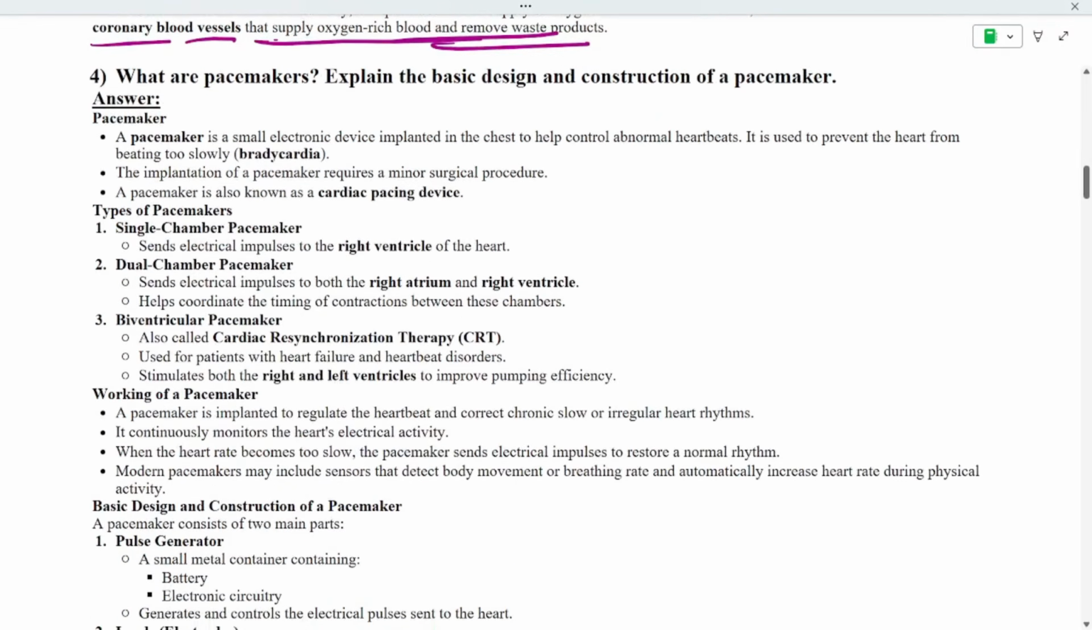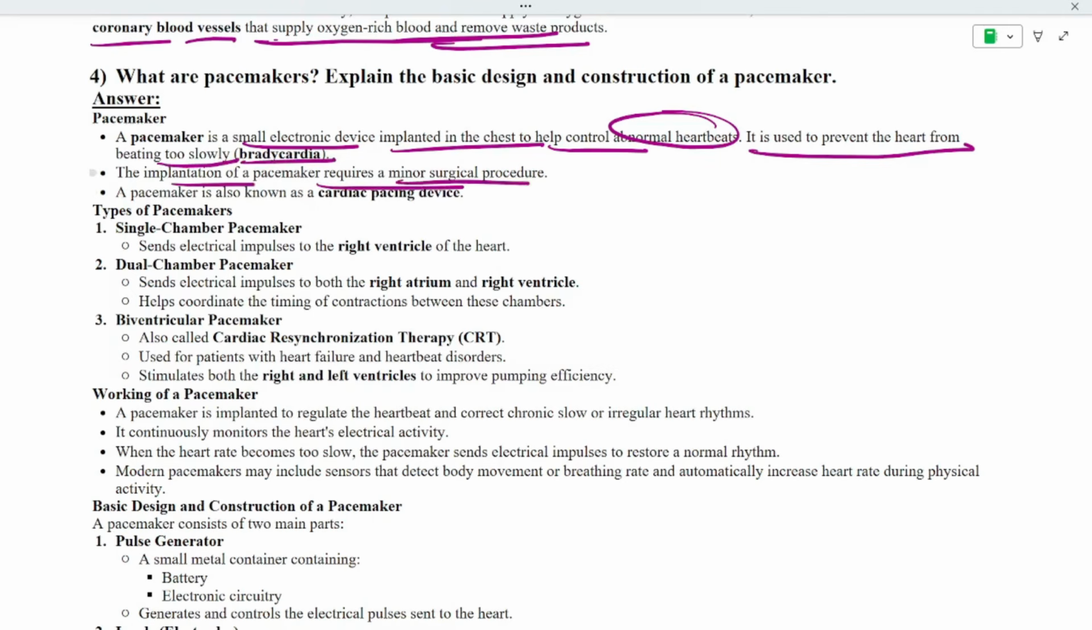Next, the fourth question is about the pacemaker. That is a small electronic device implanted in the chest to help control abnormal heartbeats, whether too high or too low. If it is low, it will normalize the heartbeat. If it is high also, it will normalize the heartbeat of the person. Now it prevents the heartbeat from beating too slowly. That condition is called bradycardia, and the implantation is very simple. It is a minor surgical procedure, and the pacemaker is also known as a cardiac pacing device.